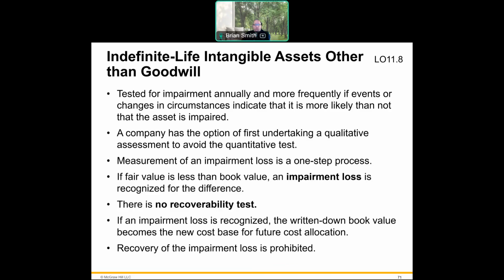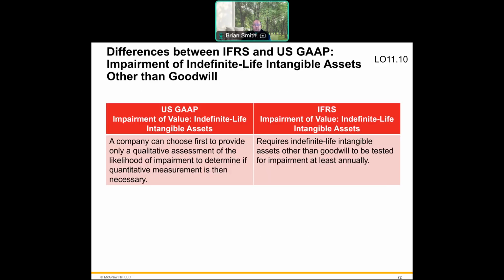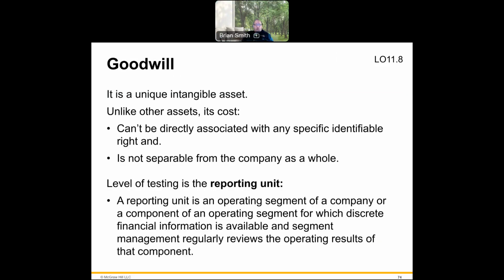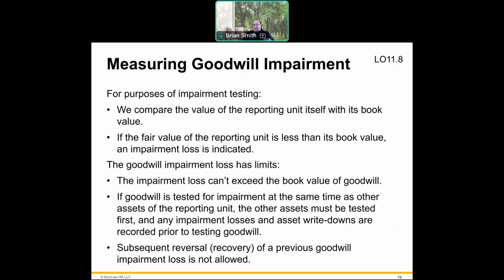Assets other than goodwill, testing for impairment. If the fair value is less than the book value, it's an impairment loss for the difference. There's no recoverability test for intangible assets other than goodwill that have an indefinite life. You can read about that if you want. Goodwill is a unique intangible asset. I'm only worried about getting to the actual impairment. So we're going to compare the value of the reporting unit itself with its book value. If the fair value of the reporting unit is less than the book value, an impairment loss is indicated.